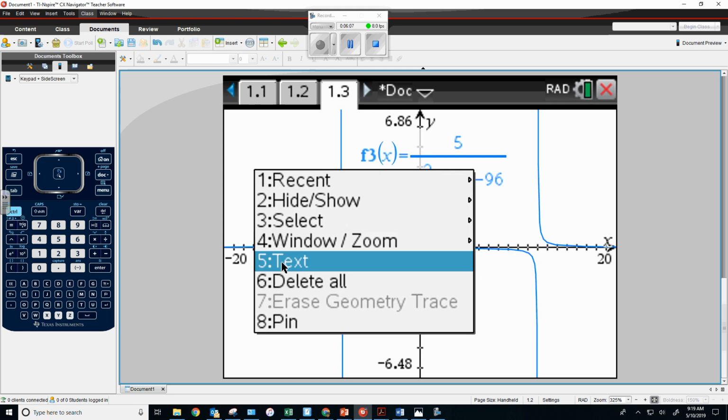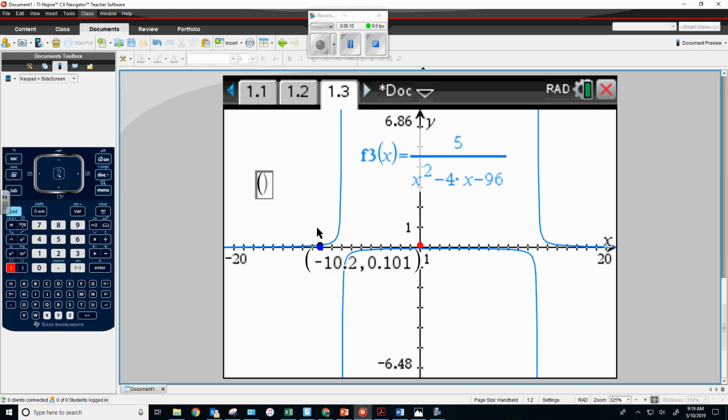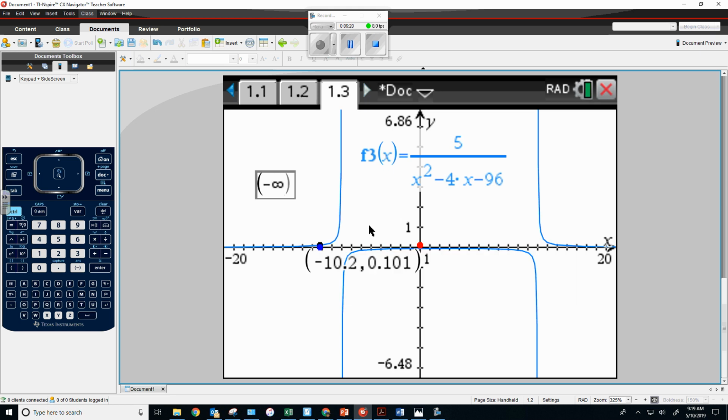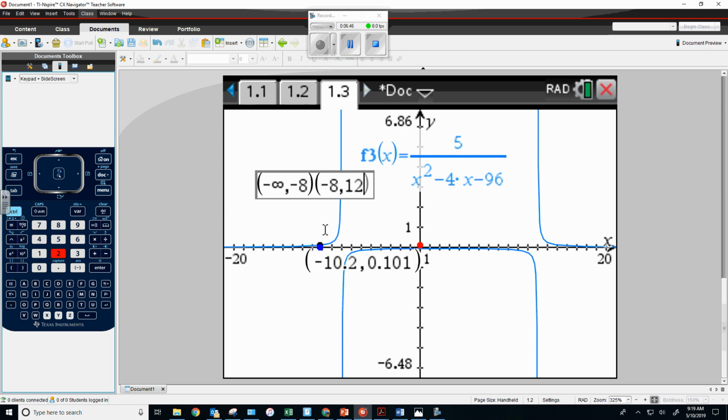So the domain of my function here is from -infinity to, I believe, -8. And then from -8 to, I believe it was 12, and then from 12 to positive infinity.